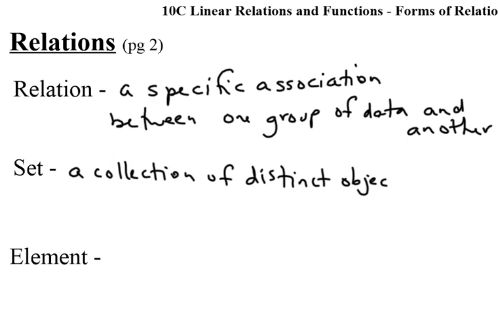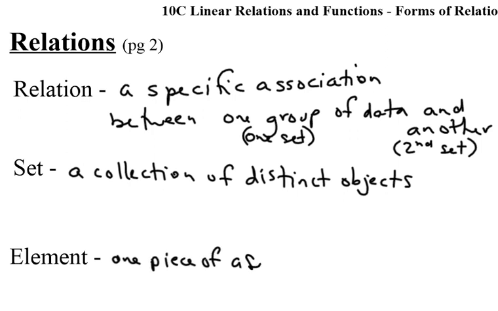So really, if we go back up to our first definition, what we're looking at is the association between one set of data and a second set. Here's a collection of data. How does it relate to another collection or set of data? And then an element is one piece of a set.